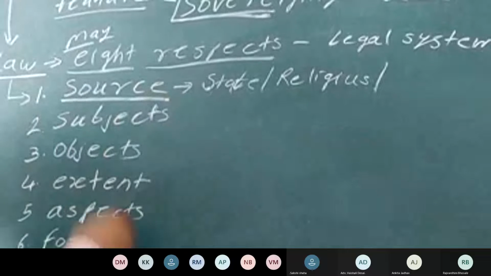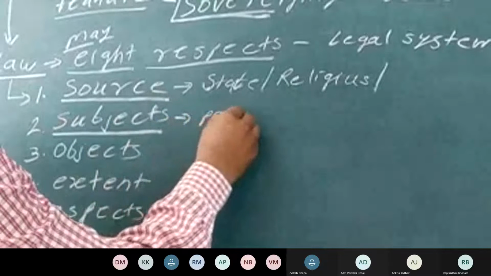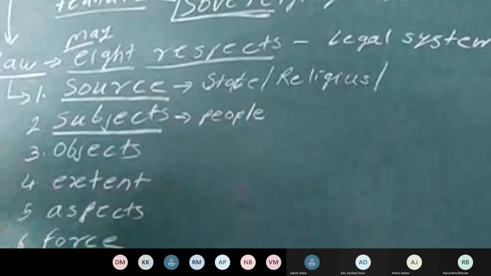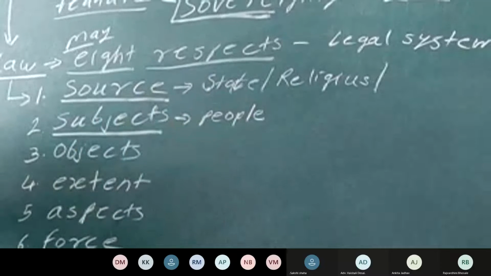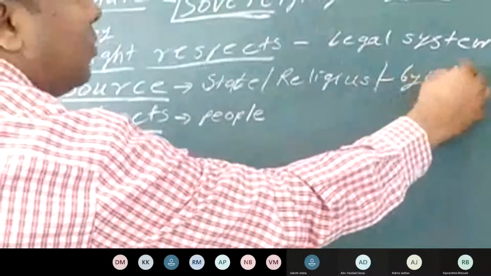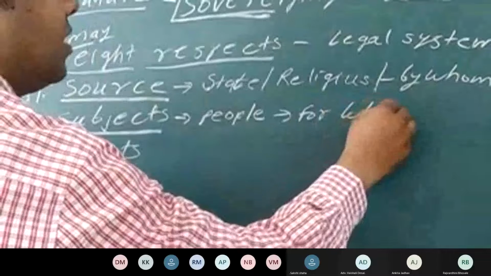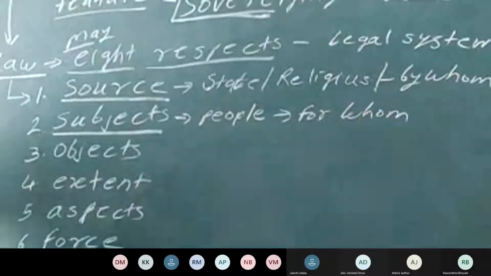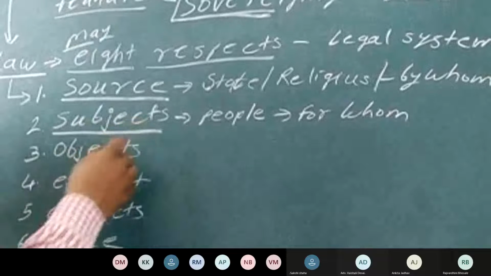Next, subjects. Subjects means people, the populace. For whom has this law been made applicable? To whom the law is applicable. Here we showed by whom the law is made and for whom the law is made. For whom is it enforced? Who is the subject? Who is subject to follow the law, that is subjects.